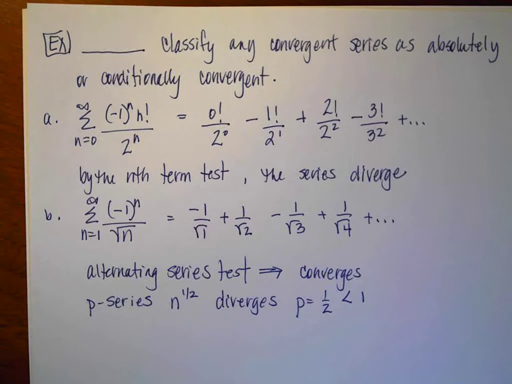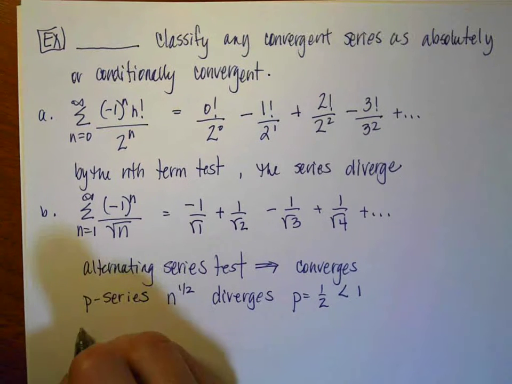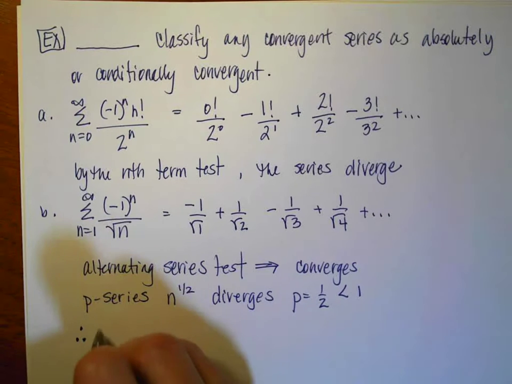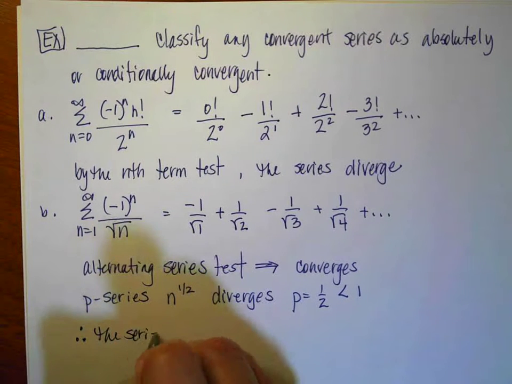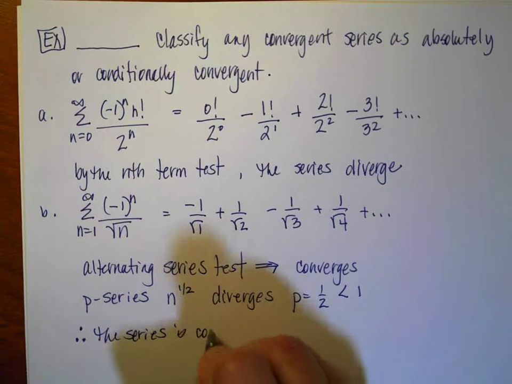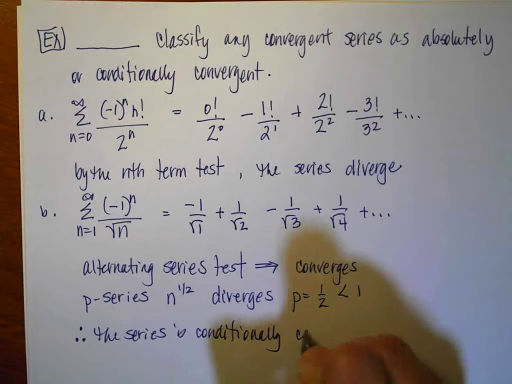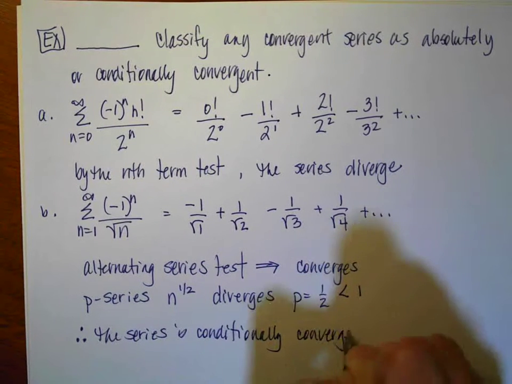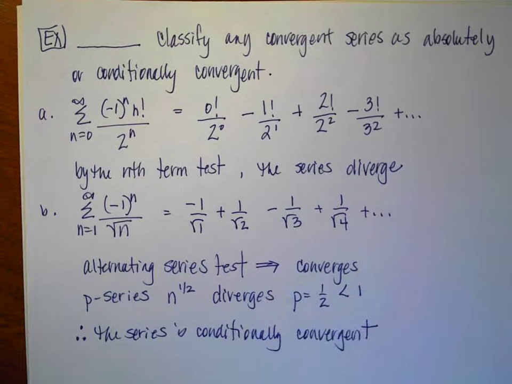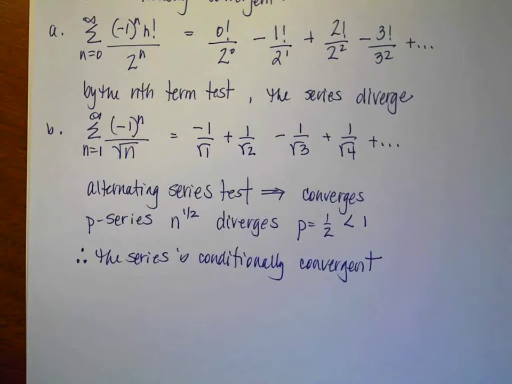And so since it works for some and doesn't work for others, then we would say, therefore, the series is conditionally convergent, meaning depending on what type of test you use, you would get different results.